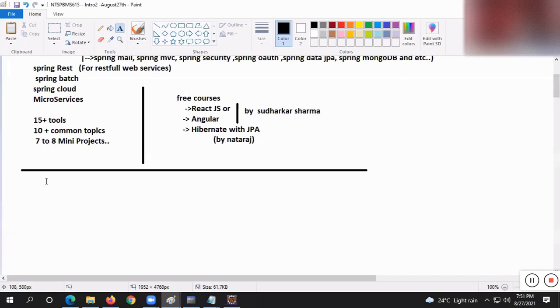Anything of advanced Java? Super. That means the majority of people have good prerequisites. I'm very happy. I'm very, very happy.